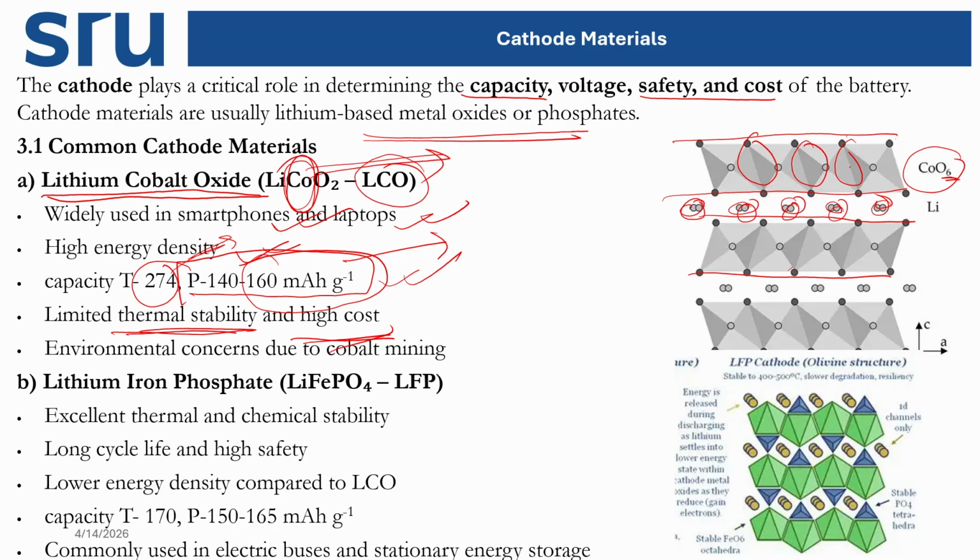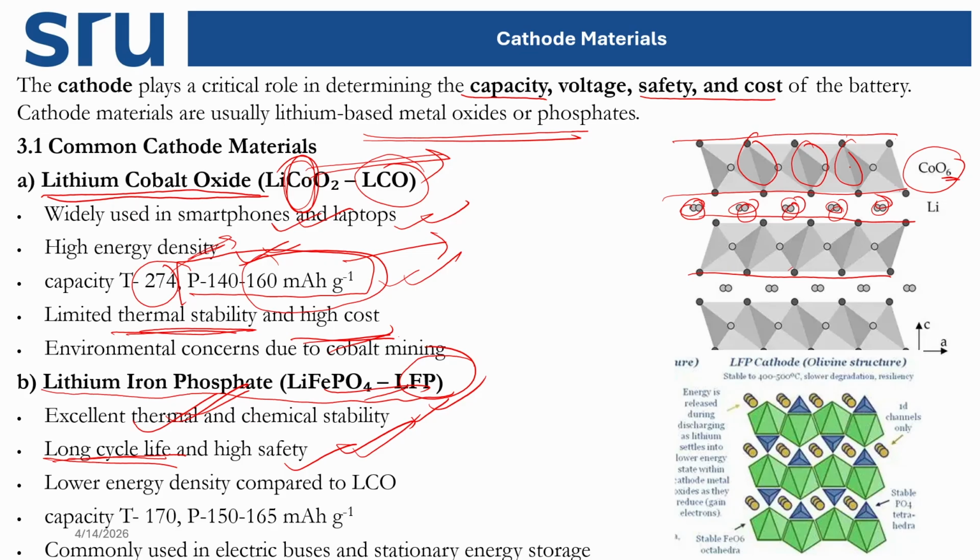Another compound that is very widely used nowadays is called LFP, or lithium iron phosphate. This compound is very stable, with excellent thermal and chemical stability. This is one advantage of using LFP instead of LCO. Because it is chemically very stable, its thermal stability is much higher than LCO. It also has a long cycle life, meaning it will run for a long period of time, 2 years, 3 years, 5 years, like this. And it has high safety, much better than LCO for lithium iron phosphate.